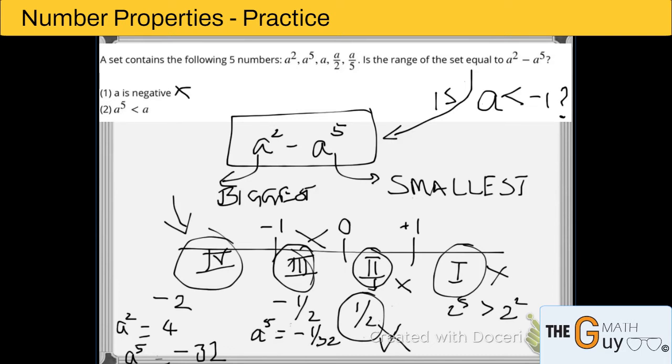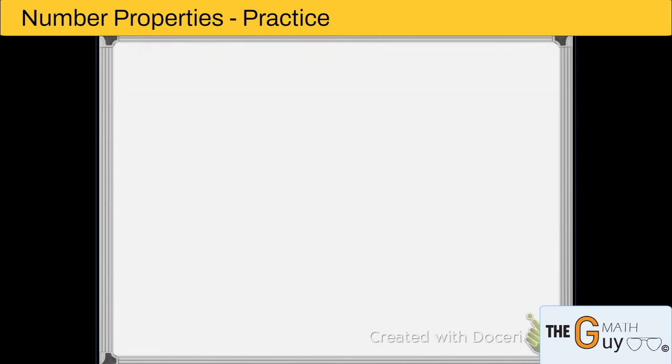A to the power 5 is less than a. Okay, interesting. Which of these 4 zones does a to the power 5 be less than a? Well, not in zone 1. I'm going to take a look at the next slide for this. So second statement, a to the power 5 is less than a.